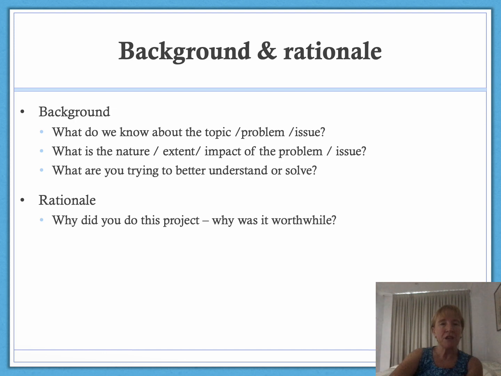So the background and rationale, what's in that? In the background, what do we know about the topic or the problem or the issue? What's the nature or extent or impact of the problem or issue? And what are you trying to better understand or solve? When it comes to the rationale, it's remembering why you did the project. Why was it worthwhile?